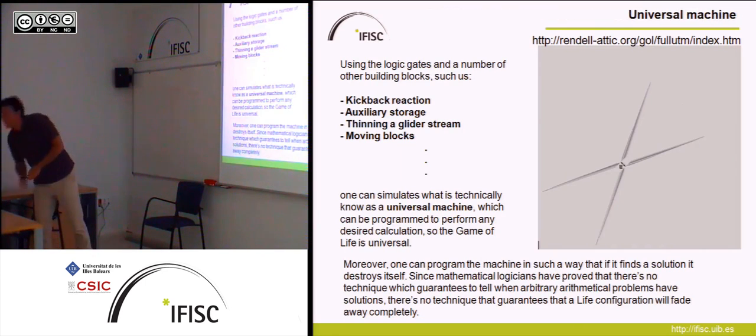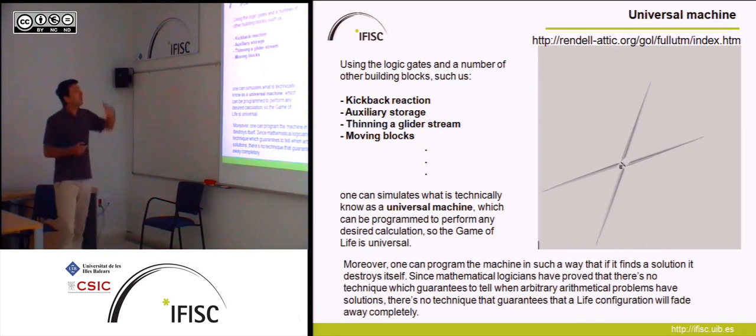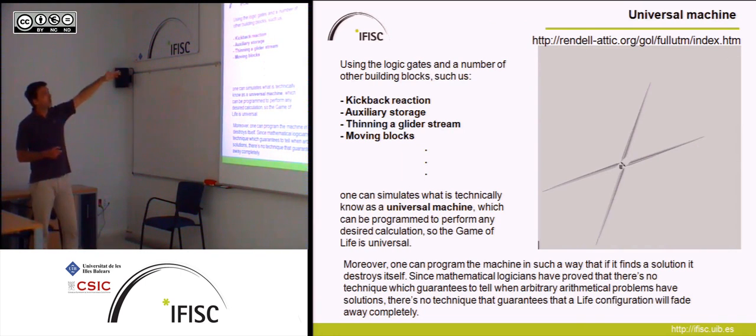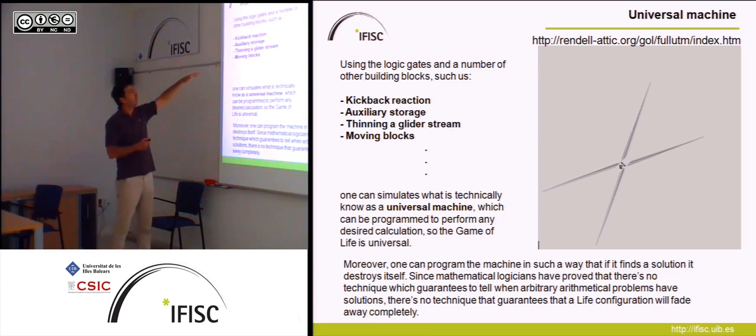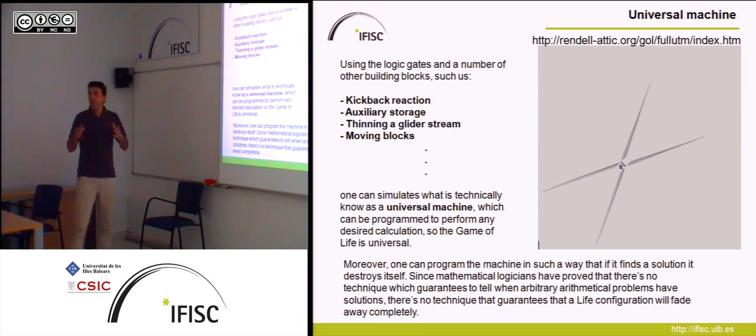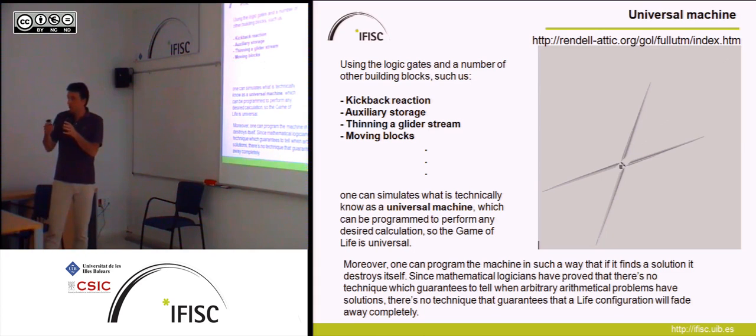Well, then when you have this, you can build a universal machine. But you need a number of other building blocks. You need a keep-up reaction, you need auxiliary storage, you need thinning of glider streams, things like that. These are practical issues. But then you have these blocks, and you are a good engineer, you can assemble them and make a computer.